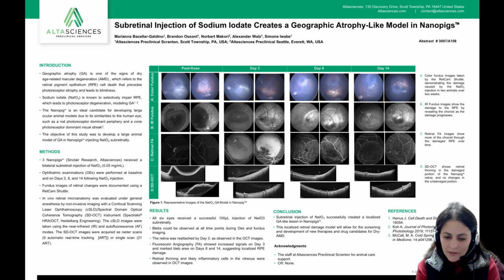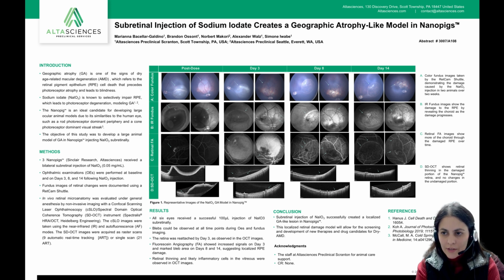Geographic atrophy, or GA, is one of the major signs in dry age-related macular degeneration, or AMD, which refers to the cell death of the retinal pigment epithelium that precedes photoreceptor death that leads to blindness. Sodium iodide is known to impair the RPE, which leads to the degeneration of the photoreceptors, thus modeling geographic atrophy in animals.